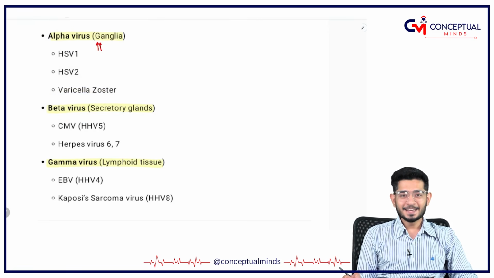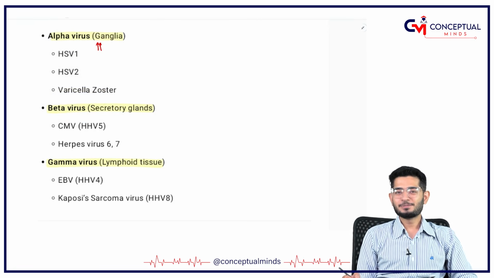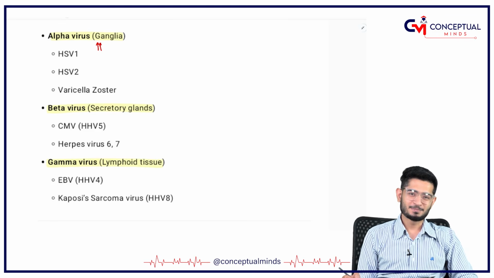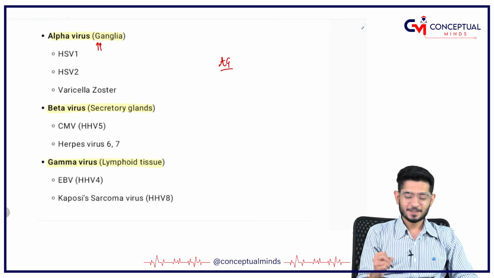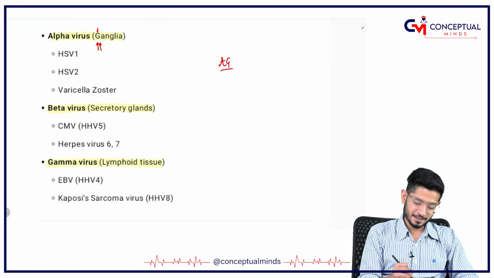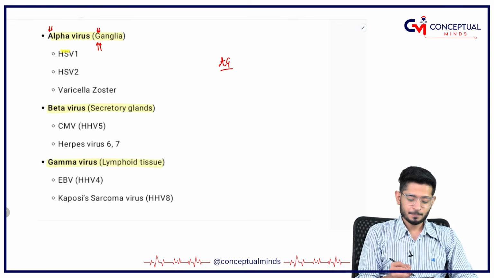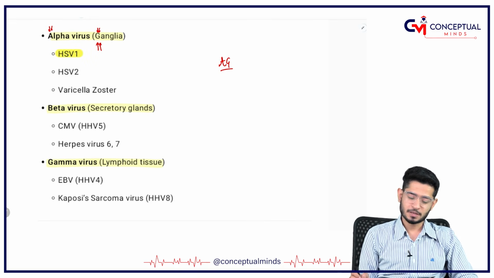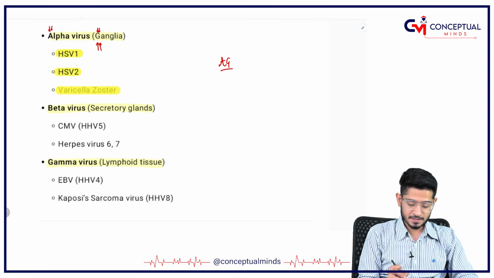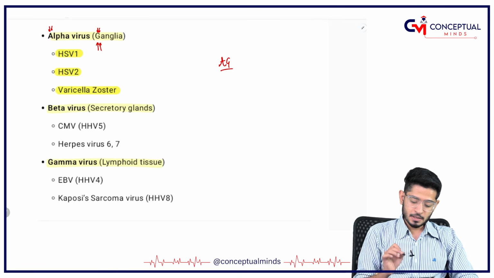My dear friends, in India earlier, wives used to call their husbands by saying "AG". So AG goes together: G for ganglia, A for alpha. So alpha viruses are in ganglia. What are these viruses? HSV-1, herpes simplex virus 1, herpes simplex virus 2, and herpes simplex virus 3, that is called Varicella-Zoster. So herpes simplex virus 1, 2, and varicella.